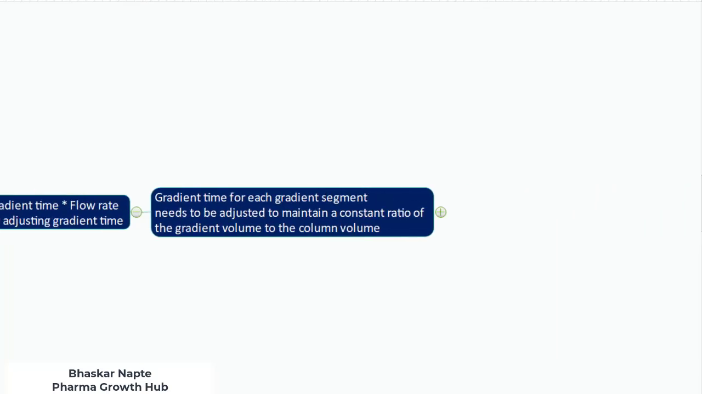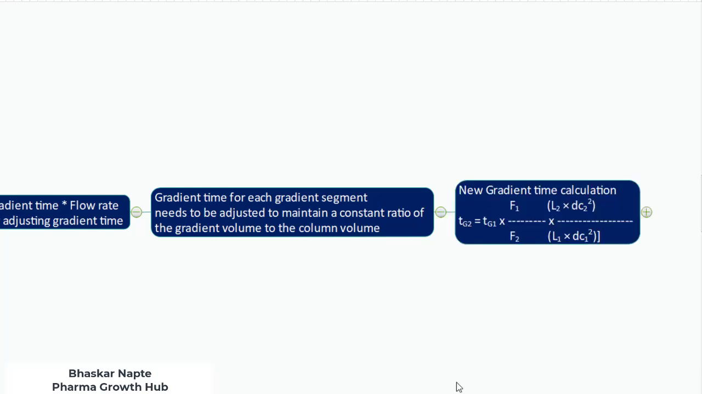The gradient time for each gradient segment needs to be adjusted to maintain a constant ratio of gradient volume to the column volume. So in case you have multiple gradient segments, the gradient time for all these segments needs to be changed. We are going to talk about this change with the help of an example. So please keep watching.